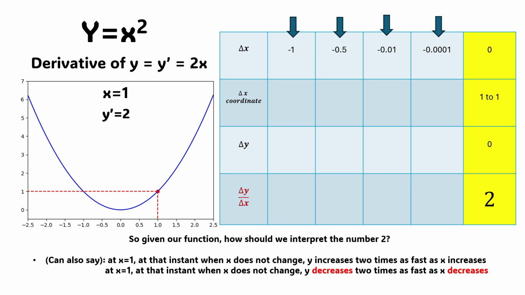So to be clear, either one of these 2 interpretations is correct, and both of them together provide a complete picture of the derivative 2 when x equals 1 for our function y equals x squared. But you should note that it's more common for people to think about the first interpretation where we consider increases in x. So just keep that in mind.